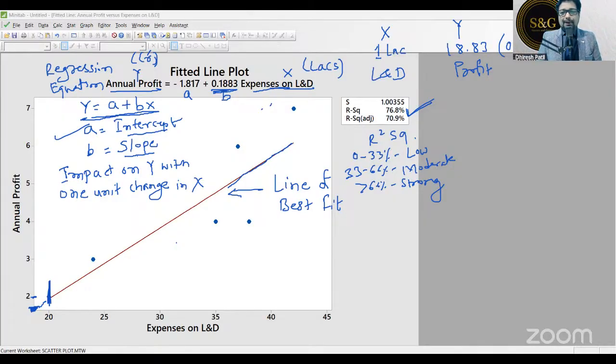Okay, shall I repeat once again? How many of you have not understood? Just type it in the chat box. Not understood slope. Okay, very good. So I'm encouraging you guys to ask questions.